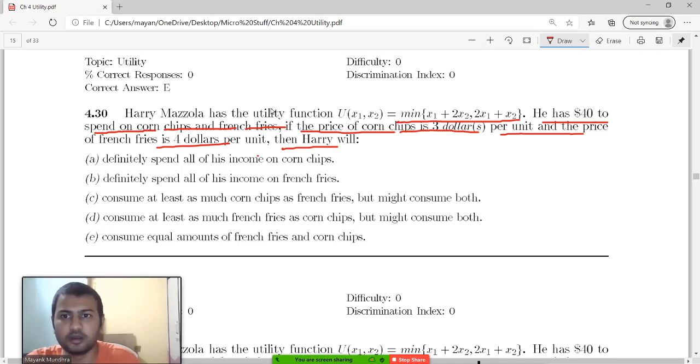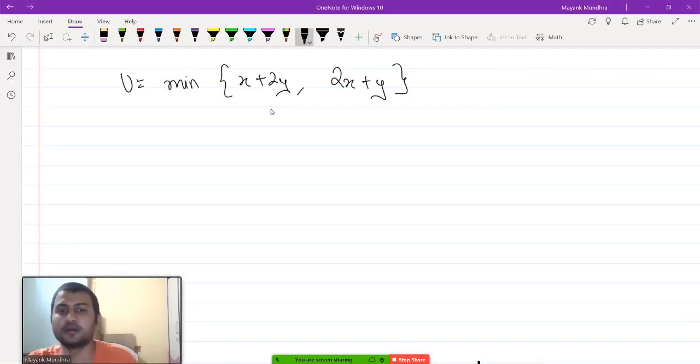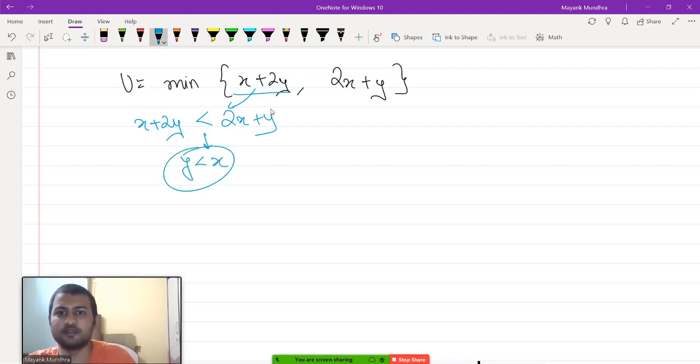So what does this look like? I know that utility will be equal to x plus 2y if x plus 2y is less than 2x plus y, which implies y is less than x. So when y is less than x, the utility function will be like this. When y is greater than x, the utility function will look like this.